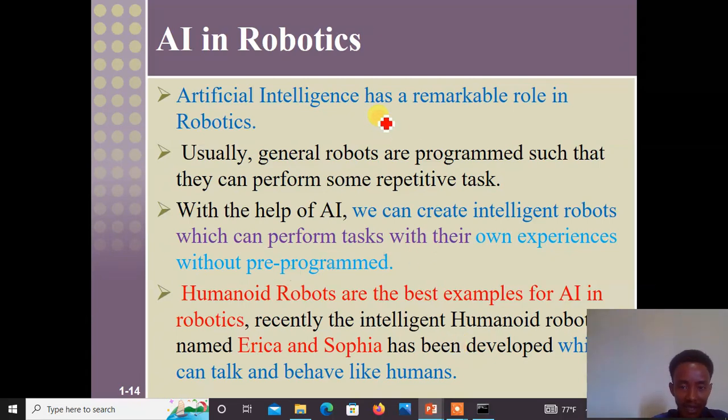So artificial intelligence has a remarkable role in robotics. For example, system developers or robot developers can create intelligent robots which can perform tasks with their own experiences without being pre-programmed.